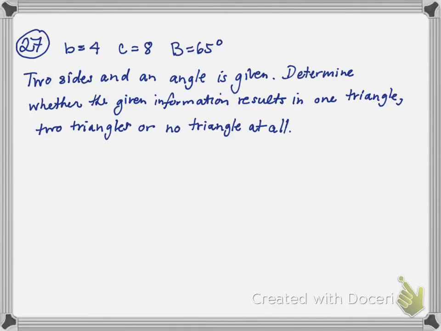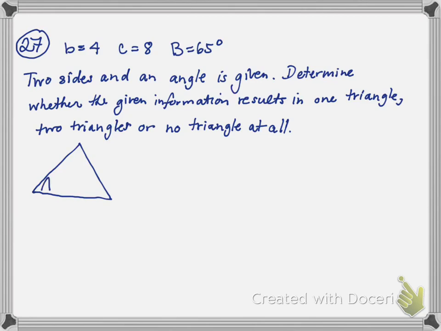This is number 27 of the Trig Final Exam Review. The question reads, two sides and an angle is given. Determine whether the given information results in one triangle, two triangles, or no triangle at all. What I would tell students to do is to draw it.